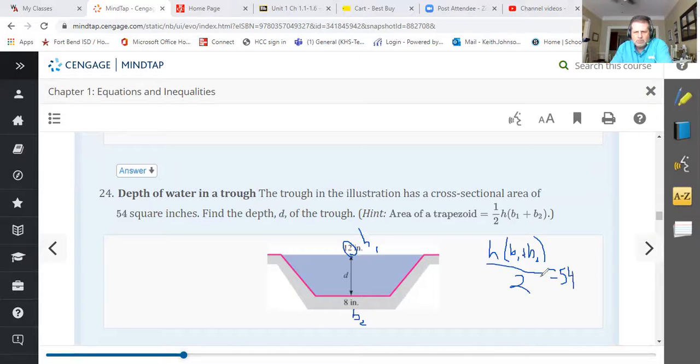So all you have to do is put the two b's in, add them up, multiply both sides by 2, divide by a number, and you'll get your answer. Not too bad a problem. It looks kind of confusing, but it's not as bad as it looks.